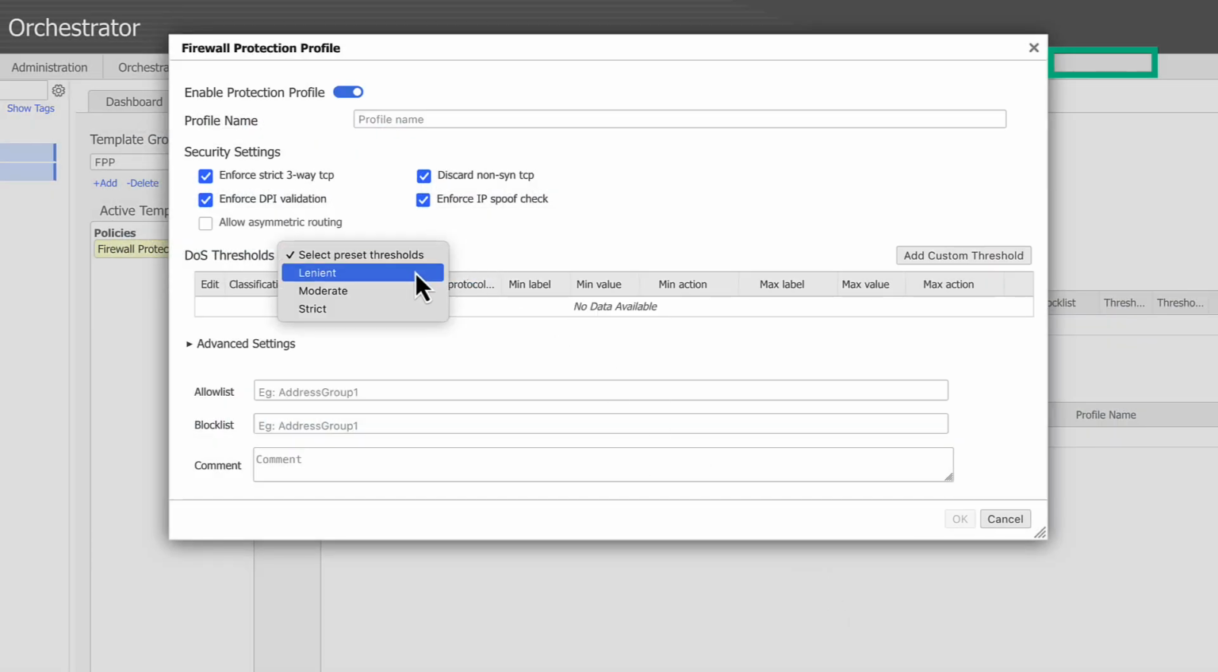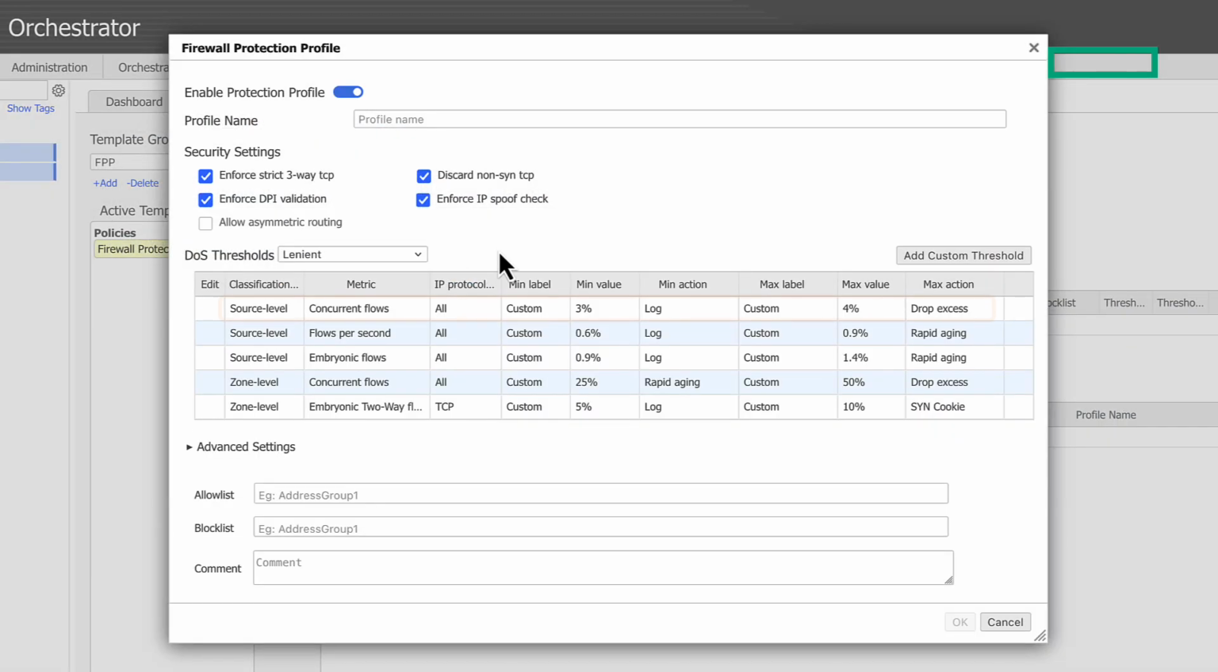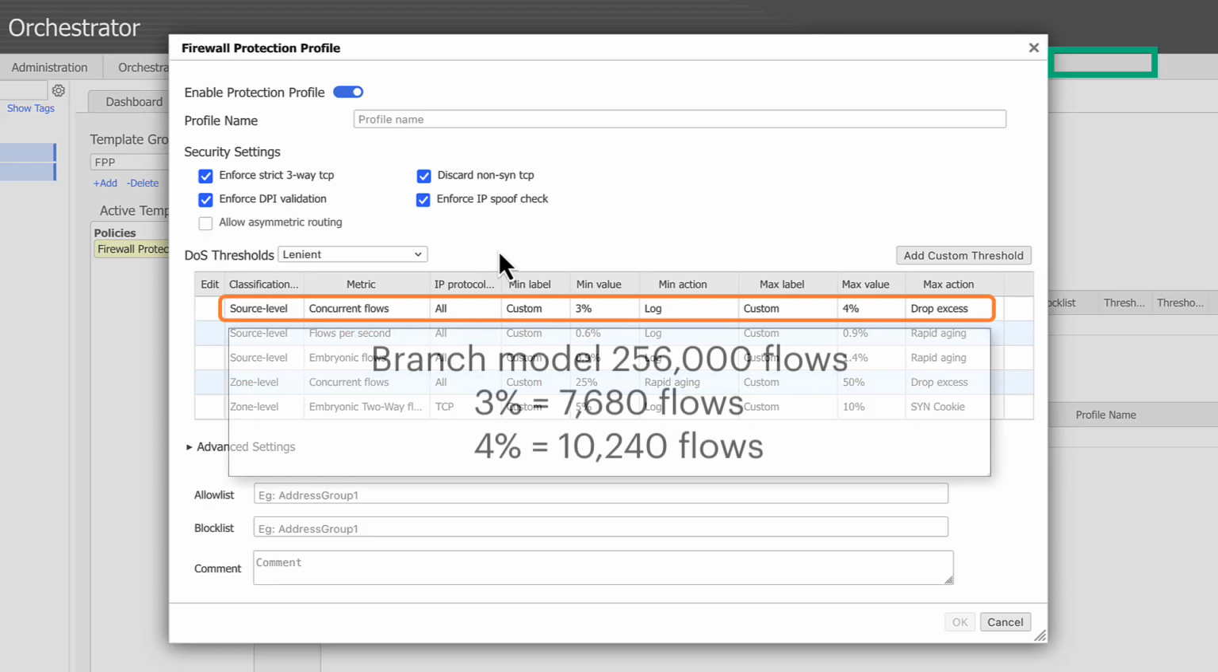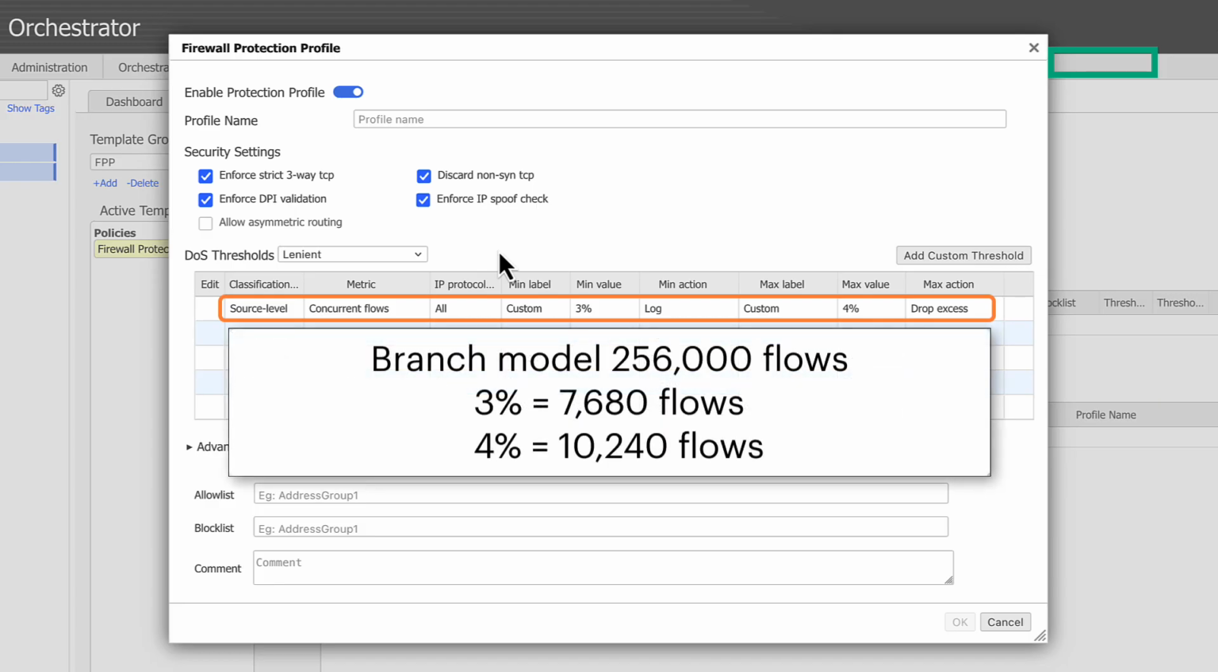In the lenient preset, you can see that the source level concurrent flows is set to log when a single source IP takes 3% of the appliance capacity, and when it reaches 4%, excess flows over 4% will start being dropped. At a small branch site with an EC 10.10.4, this would mean a single client has generated 7,680 flows concurrently to trigger a log event, and at 10,240 flows, further flows would be dropped.